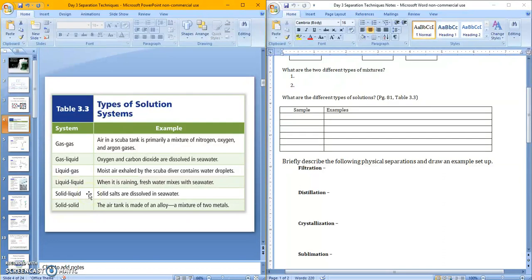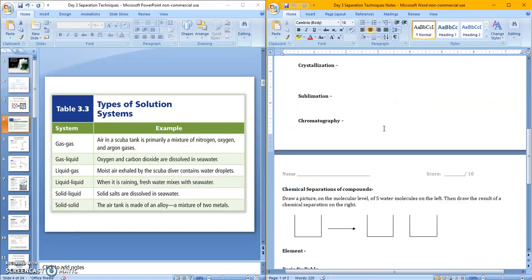Solid and a liquid is when you can have salts mixed into water, like seawater. And so any kind of salty water, that would be a solid mixed into a liquid. And it dissolves. And then a solid and a solid, the most common one we have is an alloy. When you mix two metals together and you get a new substance. Alright? So those are the different types of solutions.